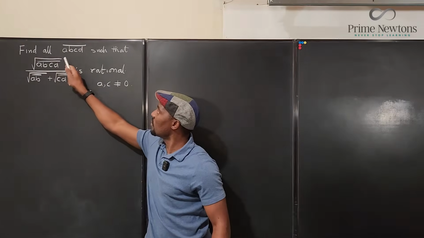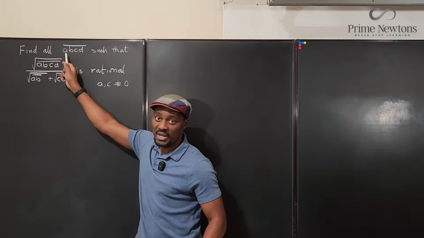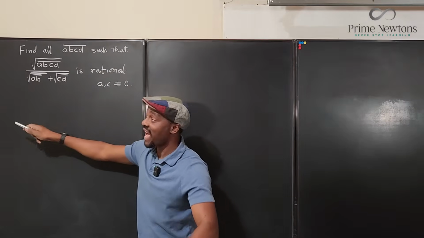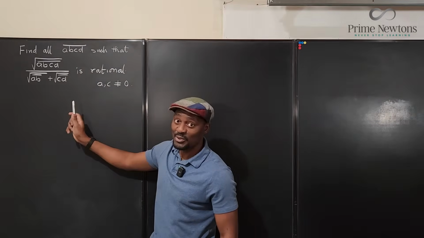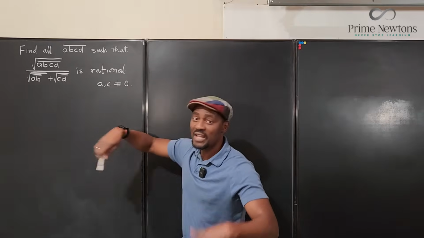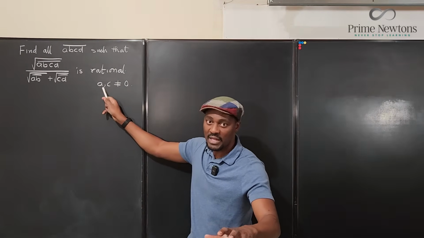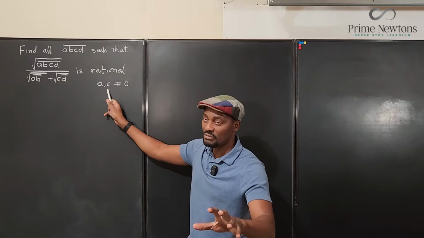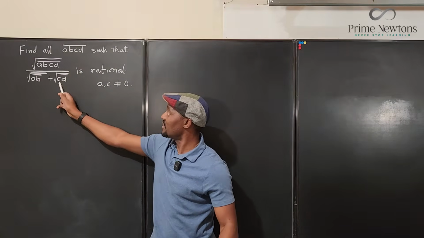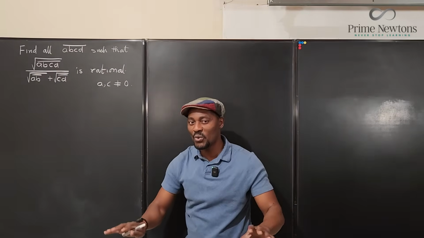So we're looking for all 4-digit numbers such that if you take the square root of this number and you divide it by, if you form a number using the first 2 digits, add it to the number you form by the second 2 digits, and you take the square roots of those individual numbers, the answer you get is going to be rational, on the assumption, again, that A and C are not zeros. Because if A is 0, then this is not a 4-digit number. And if C is 0, then this is not a 2-digit number. So we're just trying to block all the holes in the question.